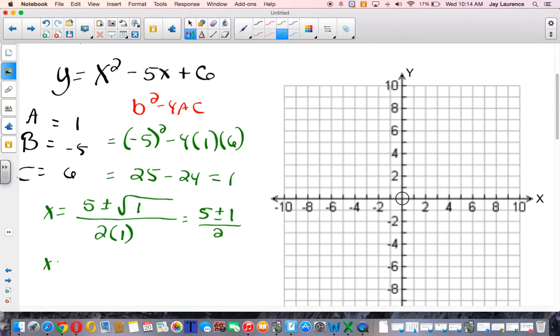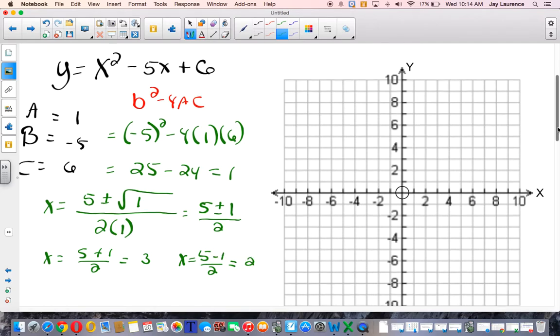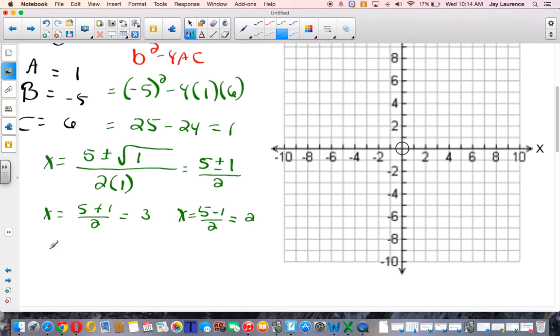So I've got two problems here. I have x equals 5 plus 1 over 2, which is 3. And then I also have x equals 5 minus 1 over 2, which I believe will be 2. So these are the zeros of the function. We're going to have 3, 0. We're going to have 2, 0. What does it mean to be zeros? They're x-intercepts. They are going to cross the x-axis at those two places, 3, 0 and 2, 0.